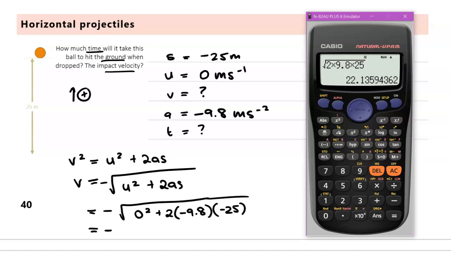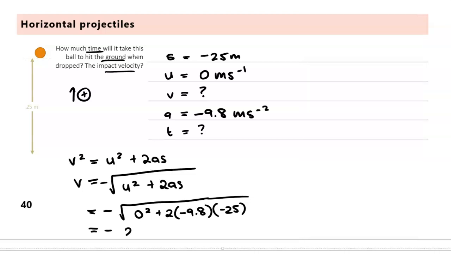If we did that to 2 sig figs, it'd be 22 meters per second. And that represents downwards here, and that makes sense. When the ball hits the ground, its velocity is very much, well, imagine a nanosecond before the ball hits the ground, the velocity is very much downwards.